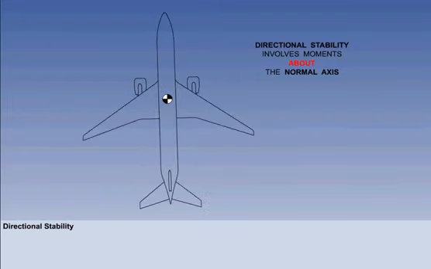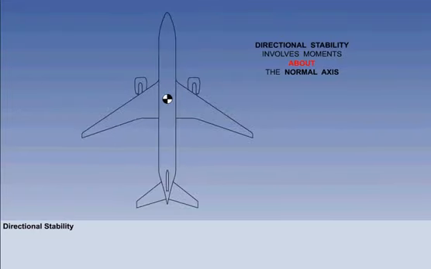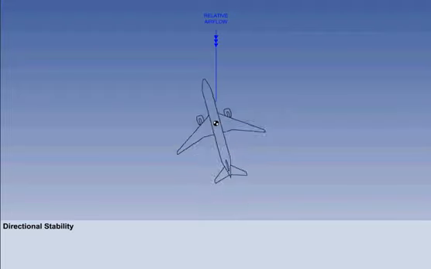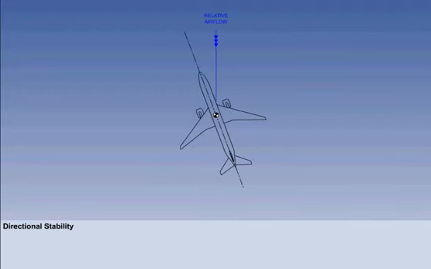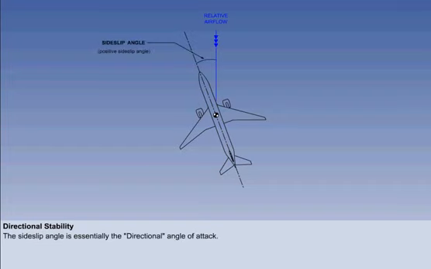Directional stability involves moments about the normal axis and their relationship with yaw or side slip angle. A disturbing force has yawed the aircraft to the left. The angle between the relative airflow and the longitudinal axis is called the side slip angle. This is a positive side slip angle.